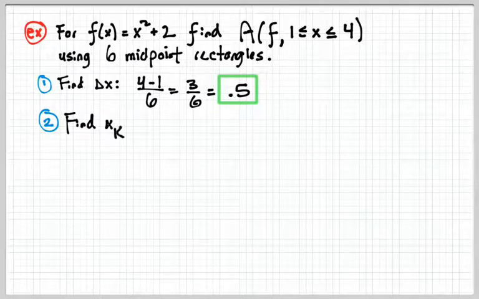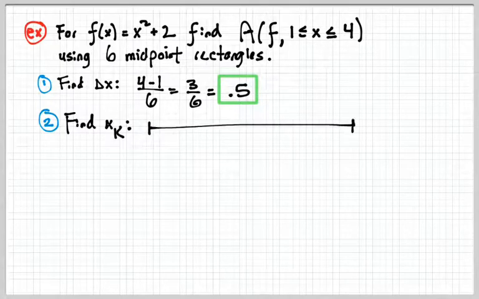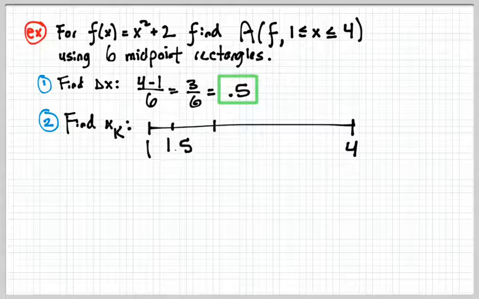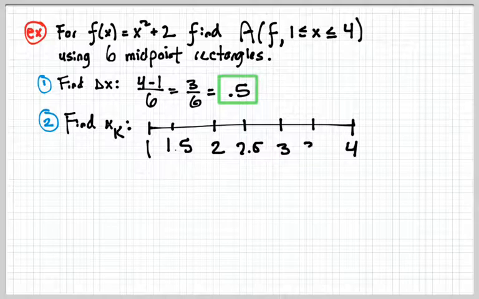Second step here, after we find our delta x, is to find our x of k. And some of you I know will be able to do this without drawing out the number line, but I think it's helpful to do it, and just so you see it. So we're starting at 1, we're ending at 4, we're dividing into 6 intervals. So we have 1.5, 2, 2.5, 3, 3.5, and 4. And it doesn't have to be to scale, just more to notice the patterns.